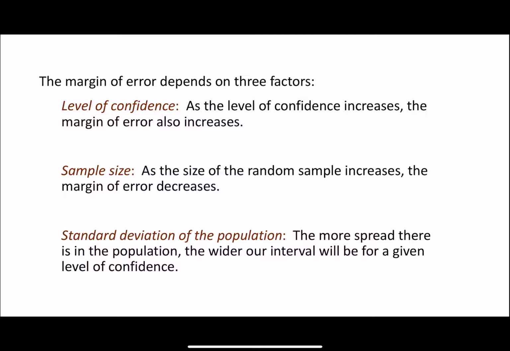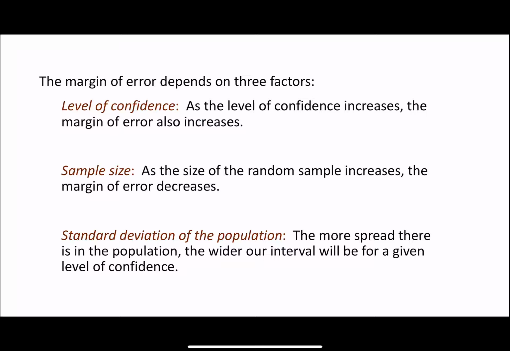Our sample size. As the size of the random sample increases, the margin of error is going to decrease. So the more people we poll, the more confident we are that our point estimate is a good indicator of what the entire population feels. Our point estimate, remember, is based on a sample. So as we question more and more people, our margin of error is going to get smaller. Because remember that law of large numbers? As we poll more and more people, our sample mean is going to get closer and closer to that population mean.